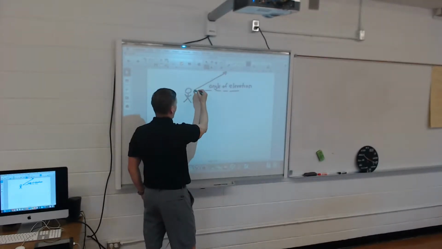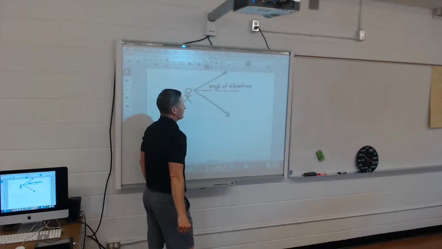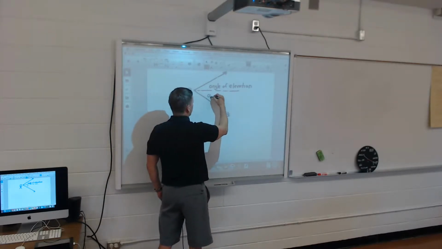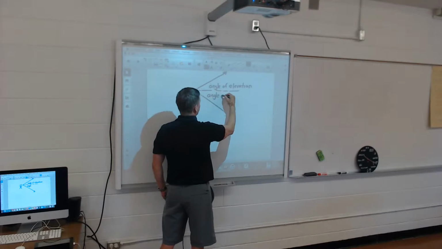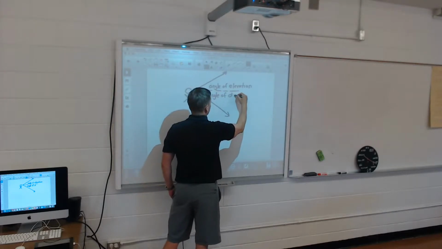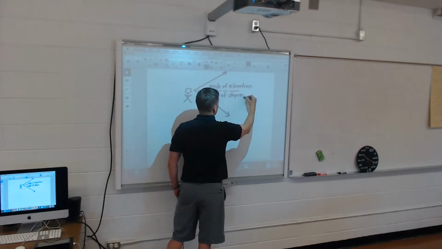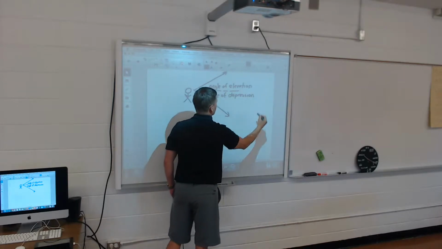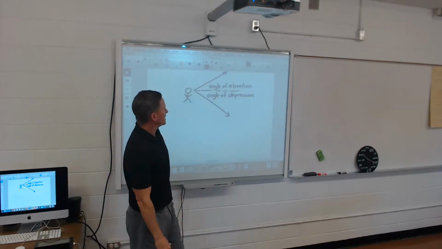If I look down from that horizontal, that creates an angle of depression. So I have angle of elevation, angle of depression.